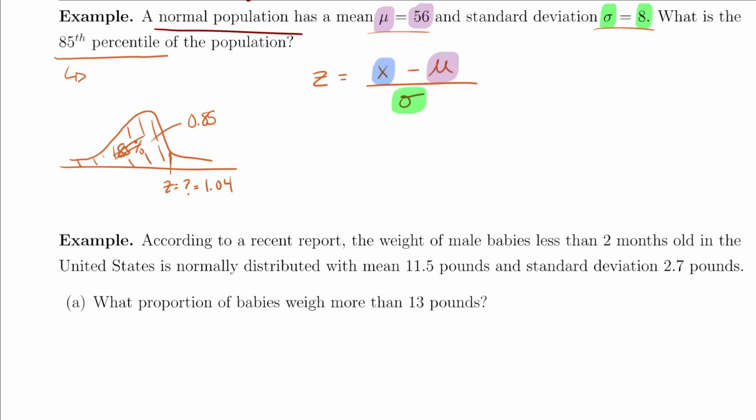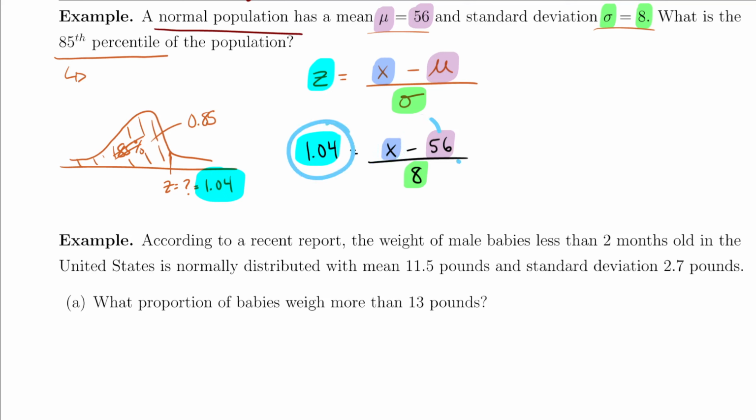Now here we have a lot of these values. We know the z-score in particular is 1.04. We don't know the data value that corresponds to this z-score, but that's what we're looking for. It's okay if there's one unknown. Minus the mean of 56 divided by the standard deviation of 8. And now I have an equation that I can solve. Some x value, if you subtract 56 from it and you divide it by 8, will give you this z-score.